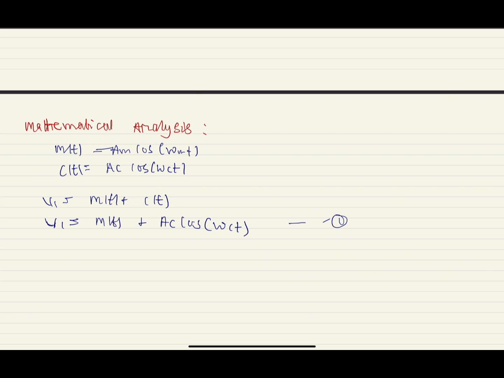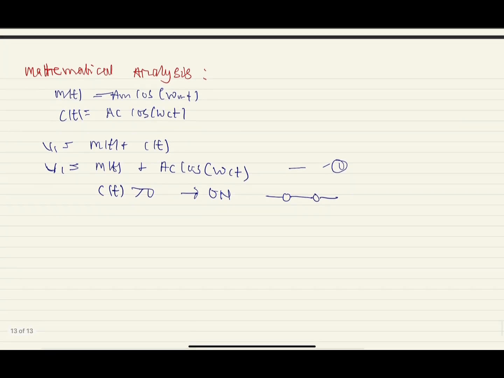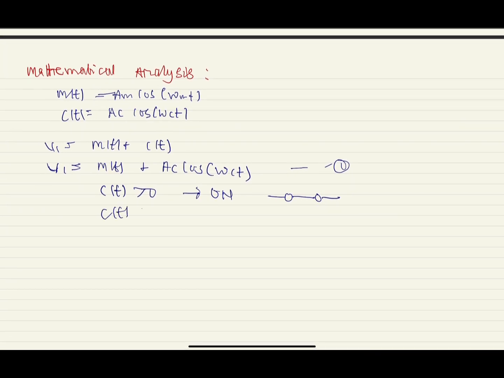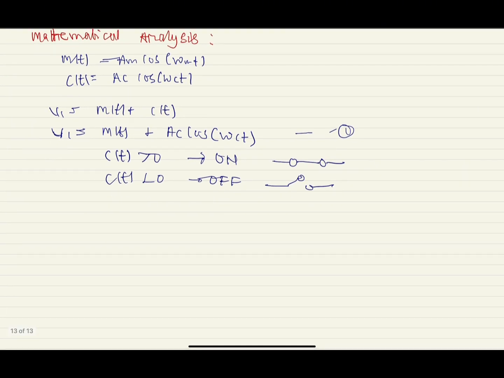At the conducting stage, c of t is greater than 0, and therefore the diode is in the on state and it behaves like a switch that is closed. At the point where c of t, our input signal, is less than 0, the diode is in the off state, and therefore the switch is open. Now we are going to work on the conducting stage, so we assume that c of t is greater than 0, and therefore we can conclude that V1 equals V2.